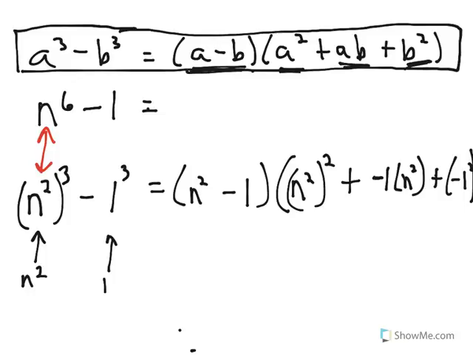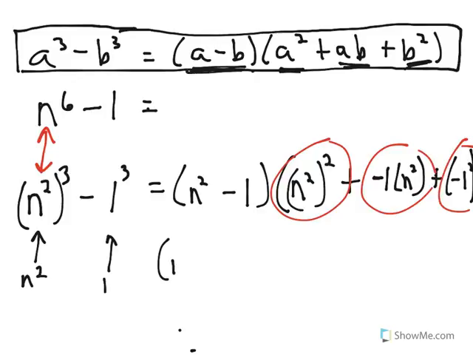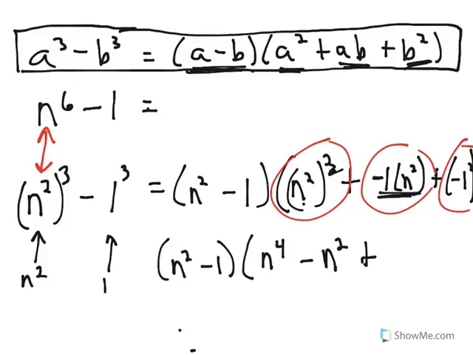So now we have a few calculations to do. We can do this one here, and this one here. Final answer is n to the second power minus 1 times n to the second power is n to the fourth power minus n squared, negative 1 times n squared, and negative 1 squared is plus 1. Final answer.